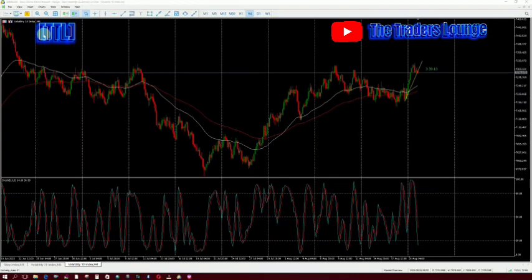This is a synthetic indices Volatility 10 Index, and this is the 4 hours time frame, right? You can see the indicators I have in my chart. I have the EMA 50 and EMA 100. EMA 50 is the white color. EMA 100 is the one in red color. Okay. I have the stochastic oscillator to monitor the overbought and oversold region, right?